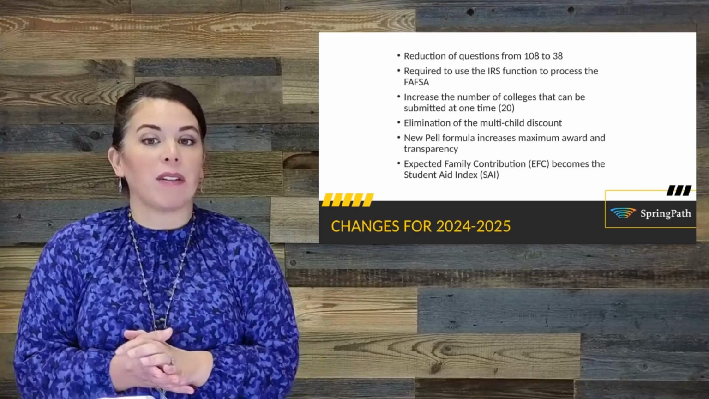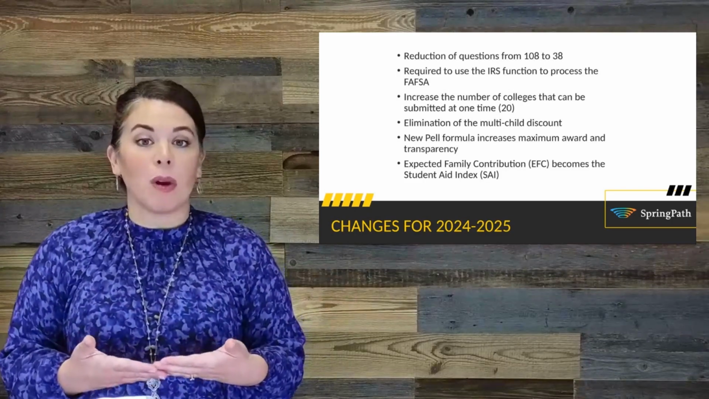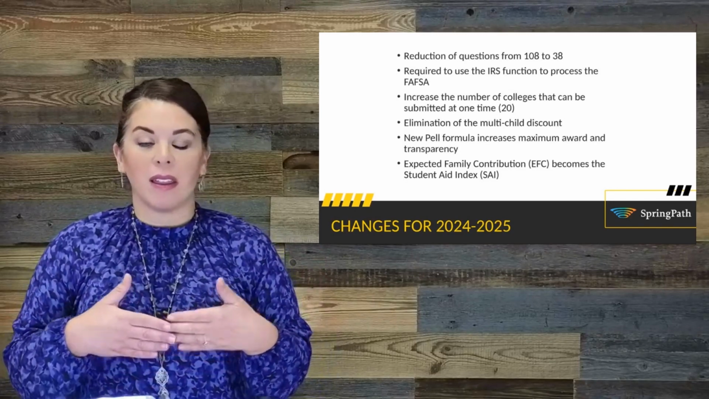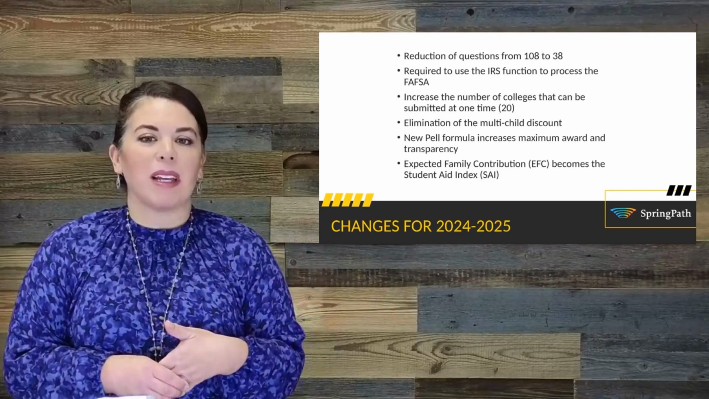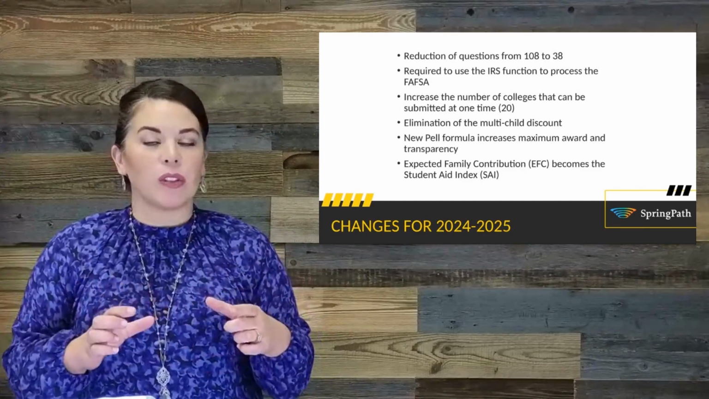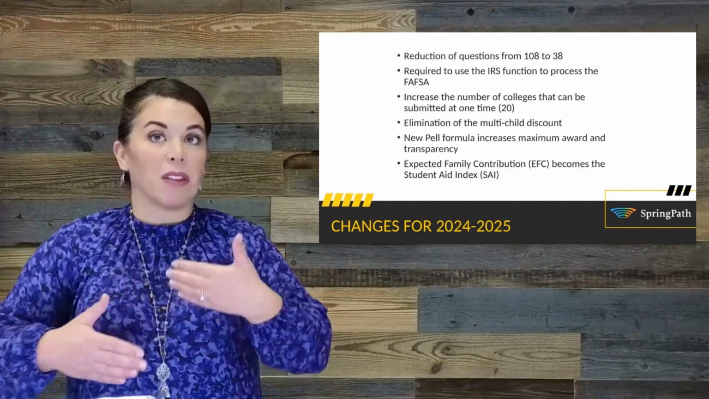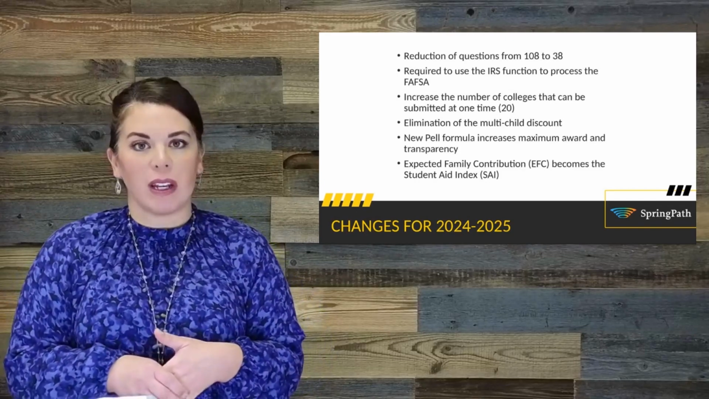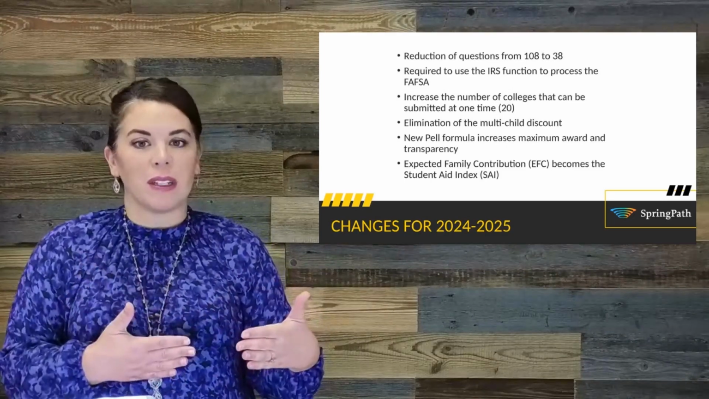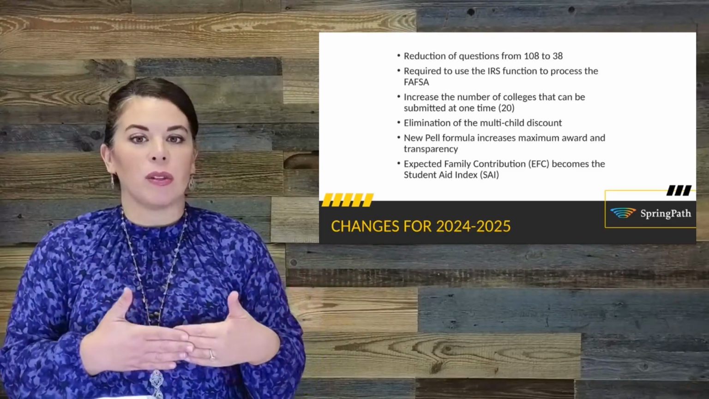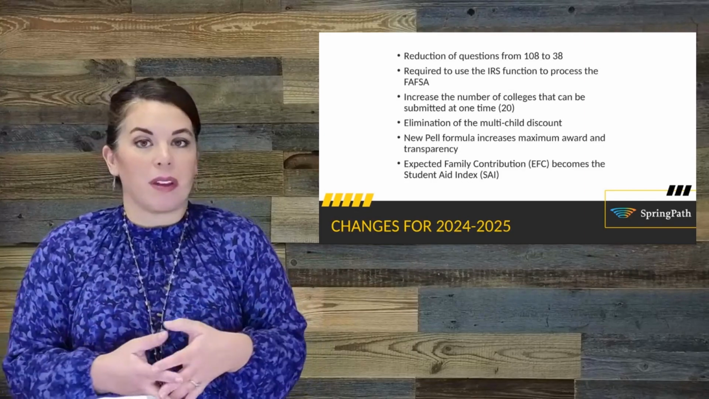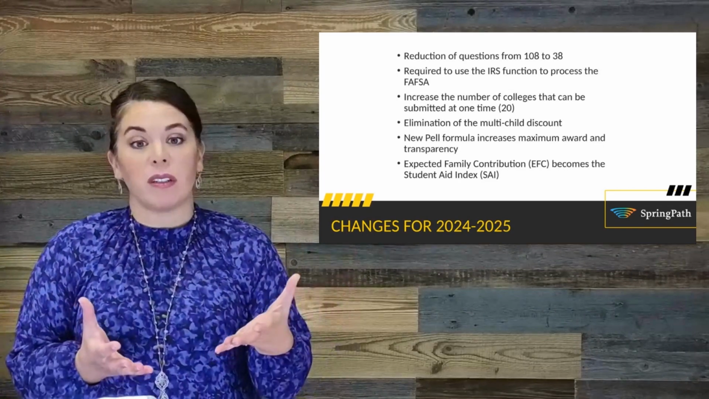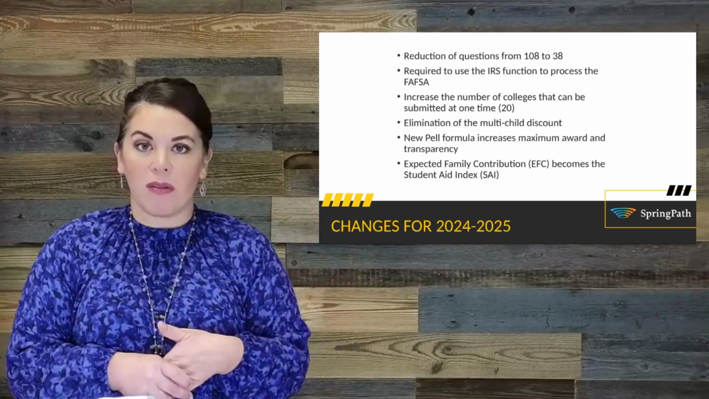There's also a new Pell Grant formula that increases the maximum award and also the transparency in terms of that process. And then the good old EFC, the estimated family contribution. So that is what FAFSA used to call the amount of money that the formula figured out you would be able to contribute towards this particular student's college education. So it will no longer be the EFC. It is now going to be called the Student Aid Index, with a different methodology for figuring out what that is. So those are some of the changes taking place with the new FAFSA for 24-25.